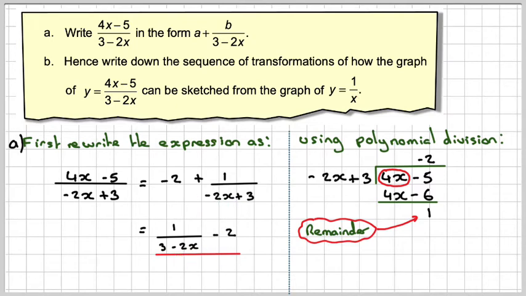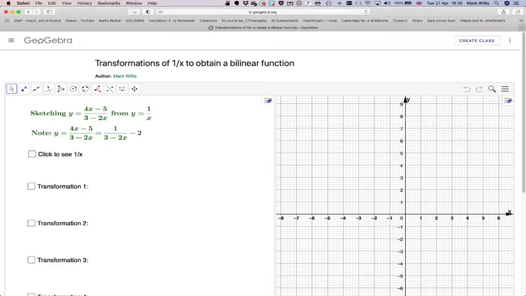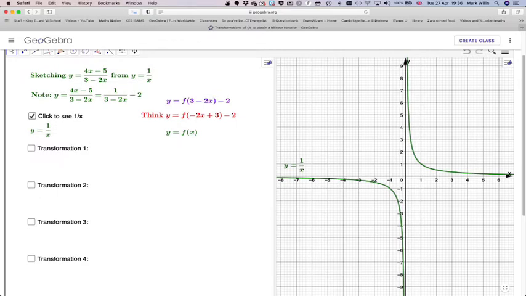Now, in order to do this, I'm going to do it on a GeoGebra app. The GeoGebra app will be in the notes of the video. So here we're going to sketch this graph from y equals 1 over x, and notice that it can be written like this. If we click first of all, here we now see the graph of y equals 1 over x.